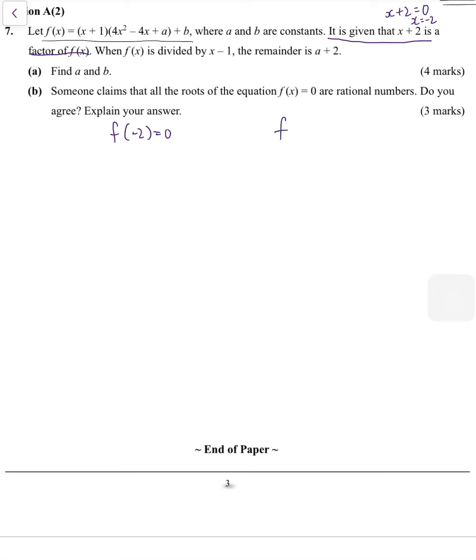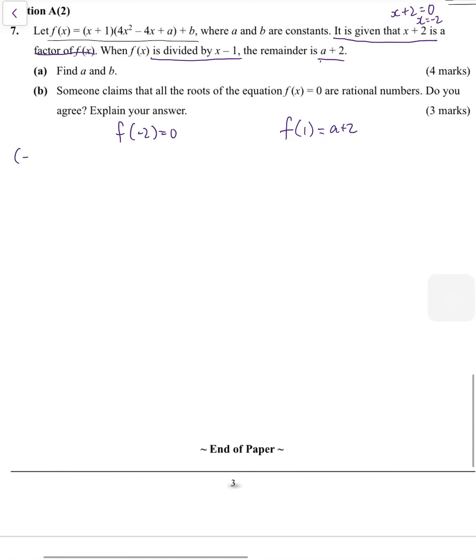The other one is when you divide by x minus 1, so that's f(1), you get a remainder. It was 0 for the first one because it was a factor. So just plug them into the equation one by one, like so.